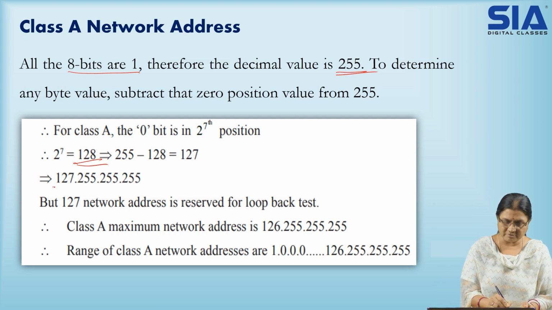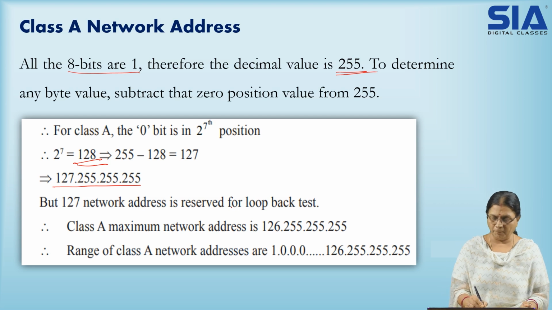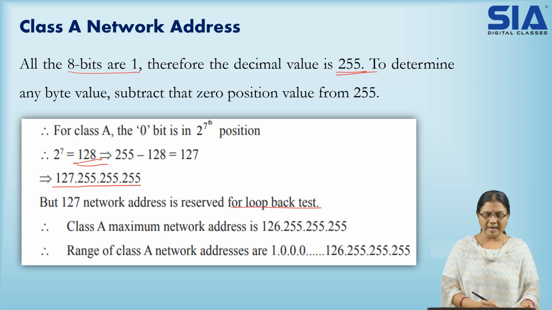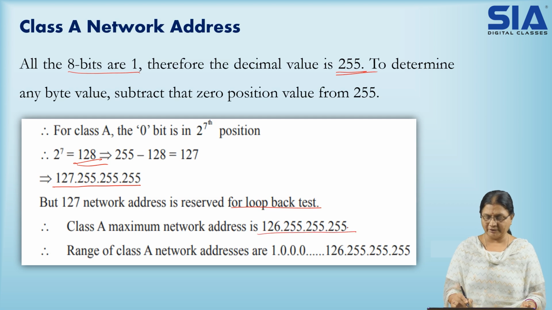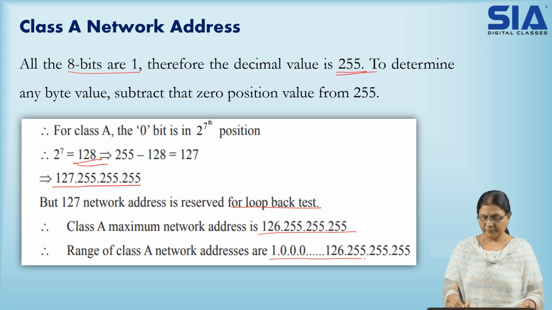So the IP address will be like 127.255.255.255. But the 127 network address is reserved for loopback testing. And the class A maximum network address is 126.255.255.255. So the range of class A will be in this way, starting from 1.0.0.0.